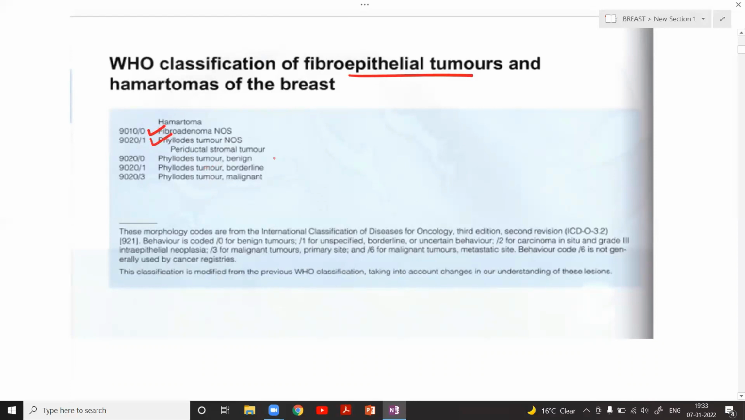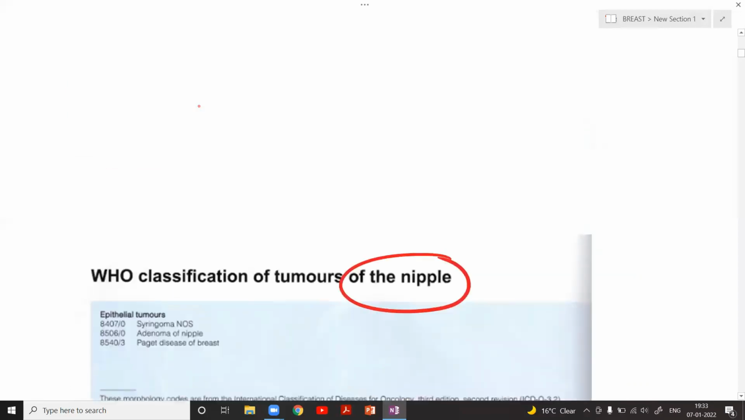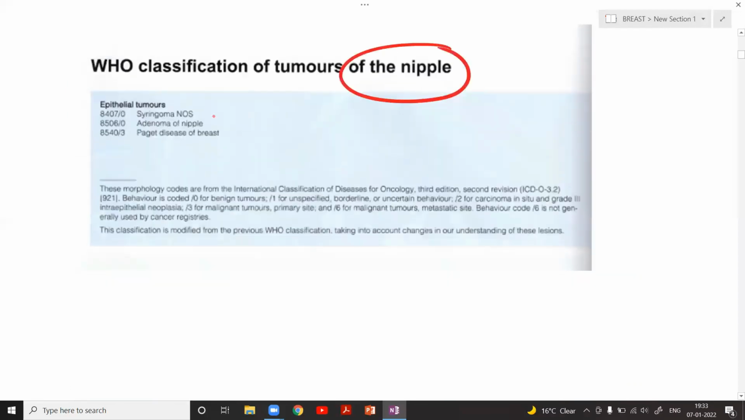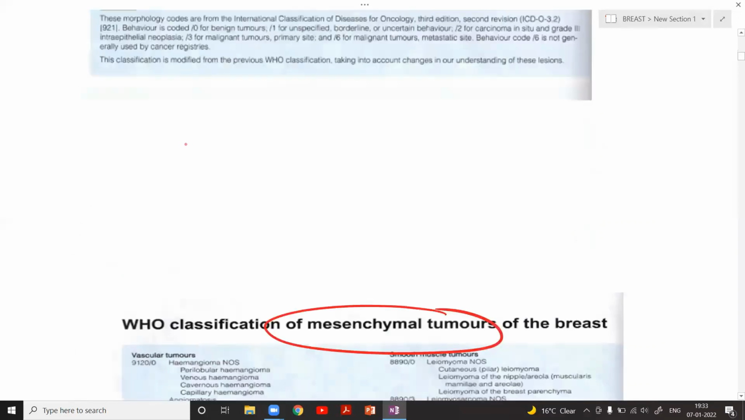Okay, and phyllodes can again be benign, borderline, and malignant. Along with that, we have hamartomas as well, grouped under this category of tumor. In tumors of the nipple, yes, we have discussed in detail, there can be an adenoma, there can be syringoma, and very importantly, the Paget's disease of the breast, which was discussed in the previous lecture.